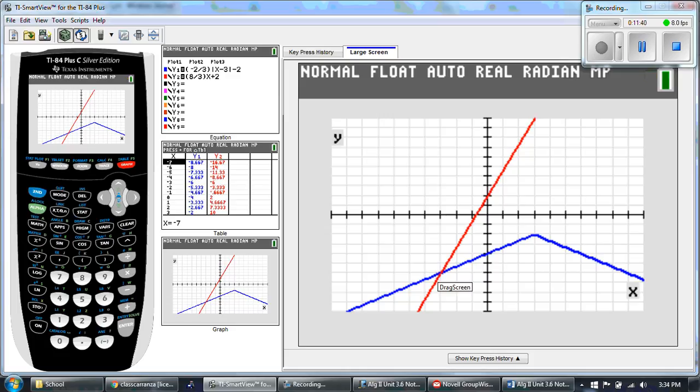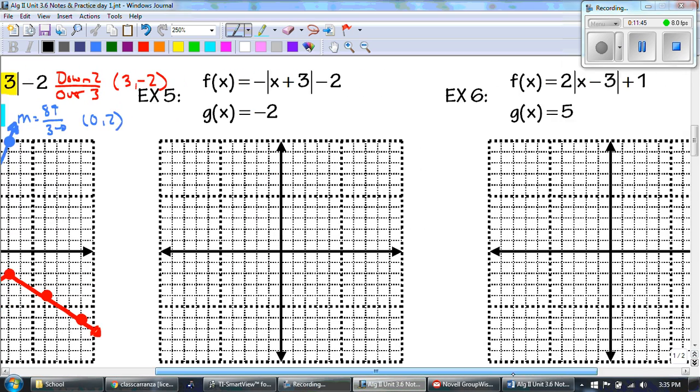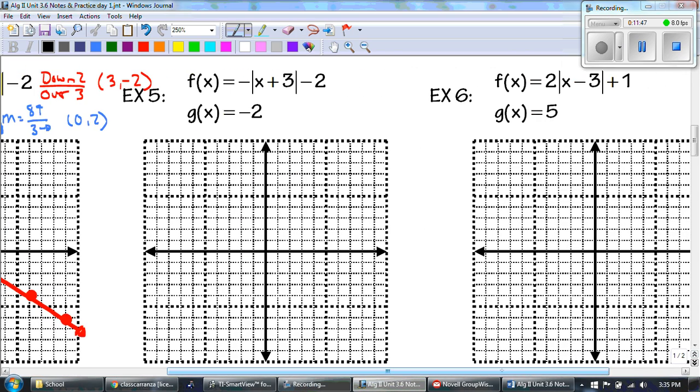Okay, so you can do this. Now, next one. All right, so there's only a negative in front of it. Remember that negative does mean reflection, that it's going down, and it's going to go down 1, over 1. And then our vertex is negative 3, negative 2.